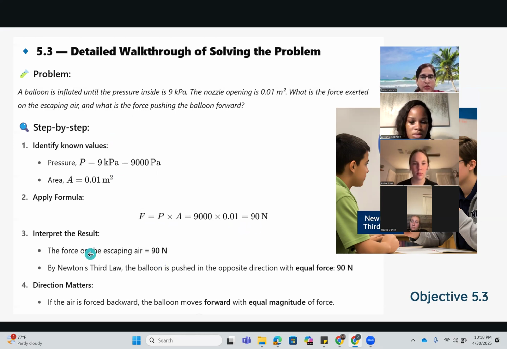So we interpret the results. The force on the escaping air is 90 newtons. By Newton's third law, the balloon is pushed in the opposite direction with equal force, which is 90 newtons. We proved our step-by-step problem with this formula. Direction matters. If the air is forced backward, the balloon moves forward with equal magnitude of force. It completes our objective 5.3.